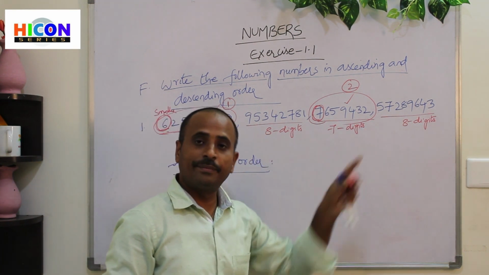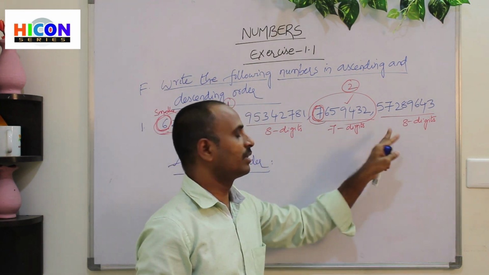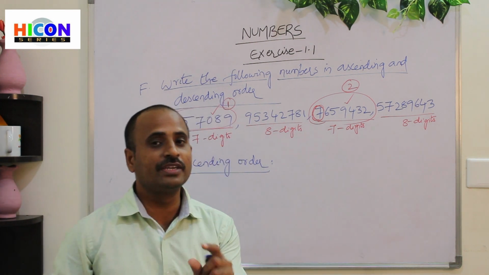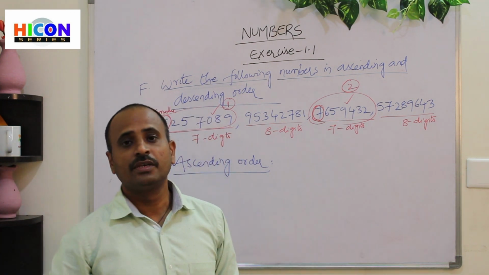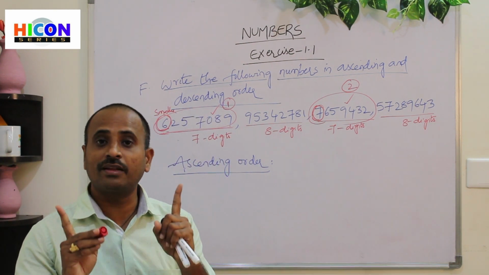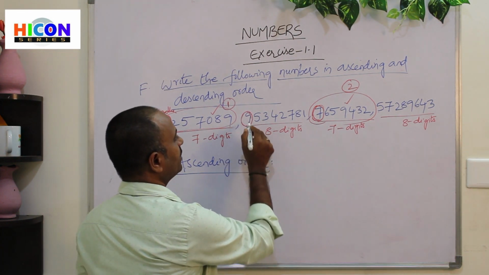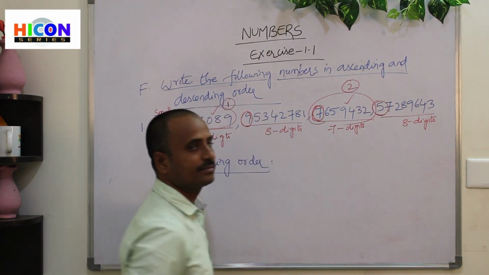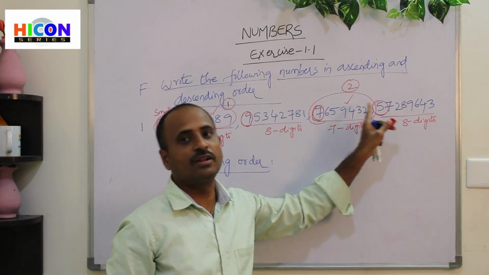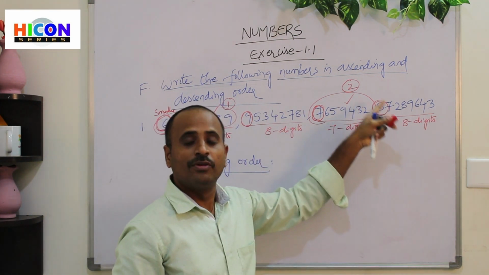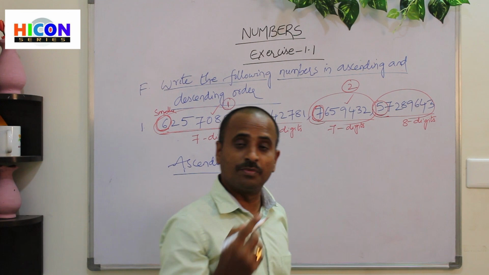We again have two numbers having 8 digits. Among these two numbers, we have to identify which one is smaller. In these two numbers, the number of digits is the same. If the number of digits is the same, then compare the first digit from the left side. Here the first digit is 9. Here the first digit is 5. Among 9 and 5, which one is smaller? 5 is the smaller. So that's why this number is the third smallest number.